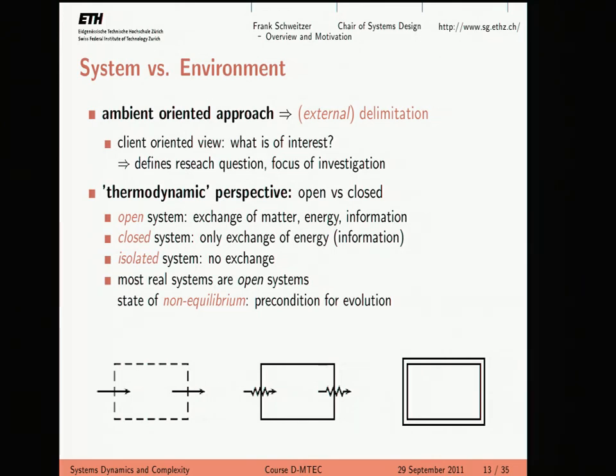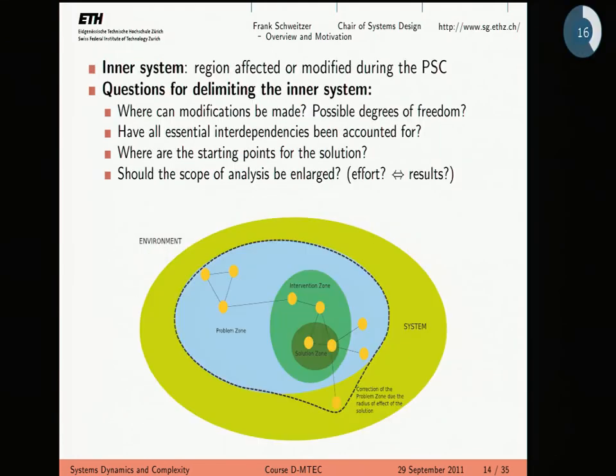And isolated systems almost don't exist in the real world, unless you consider the universe to be a system. They do not exchange anything. So this is just a more abstract definition of system and environment. This is open, closed, isolated. All right. Now more about the delineation between environment and system.